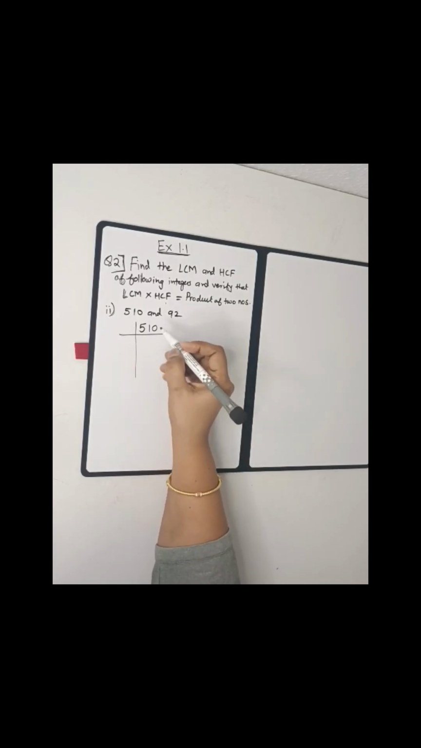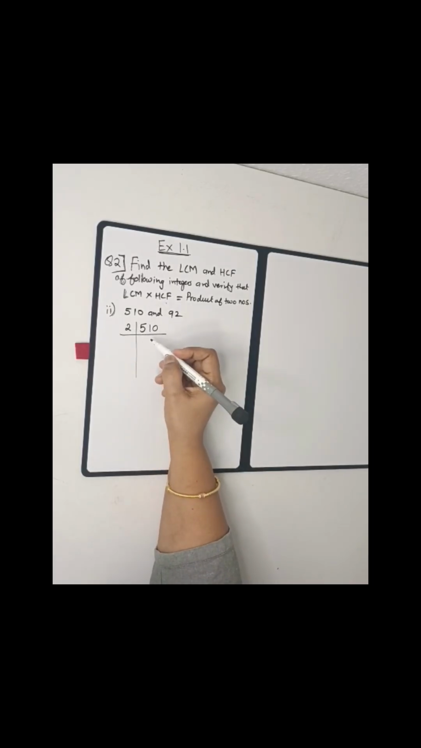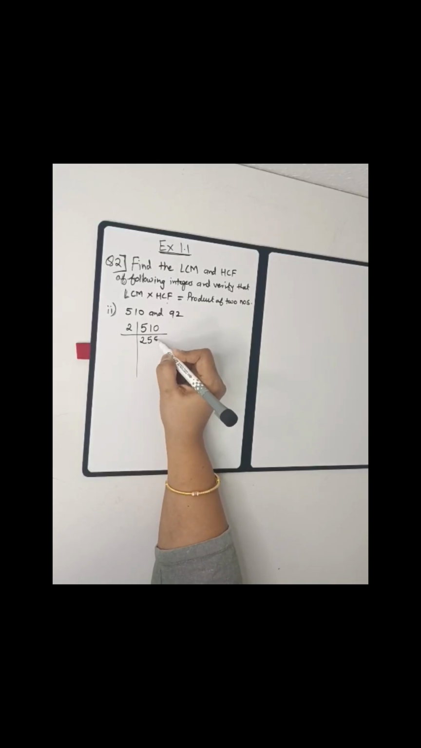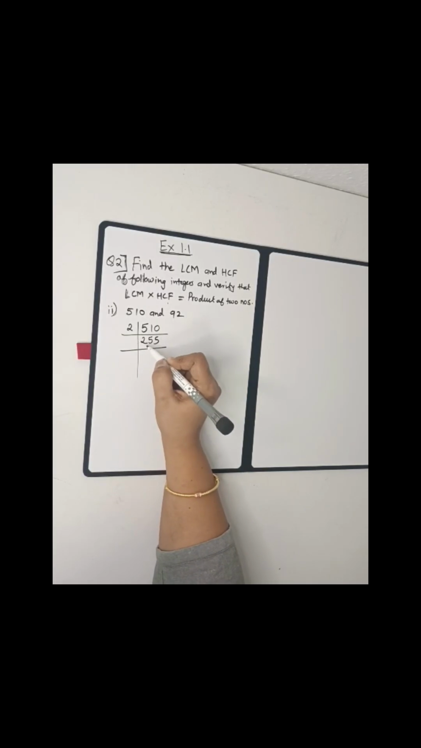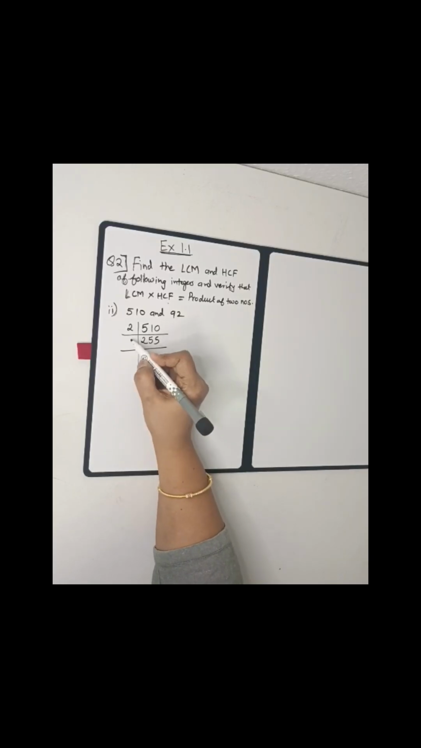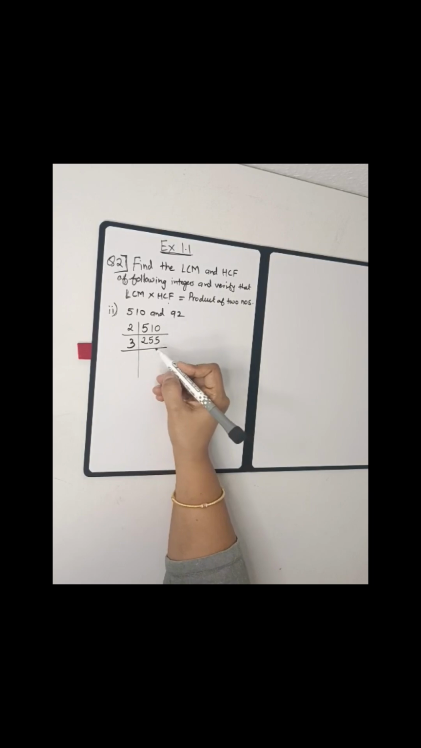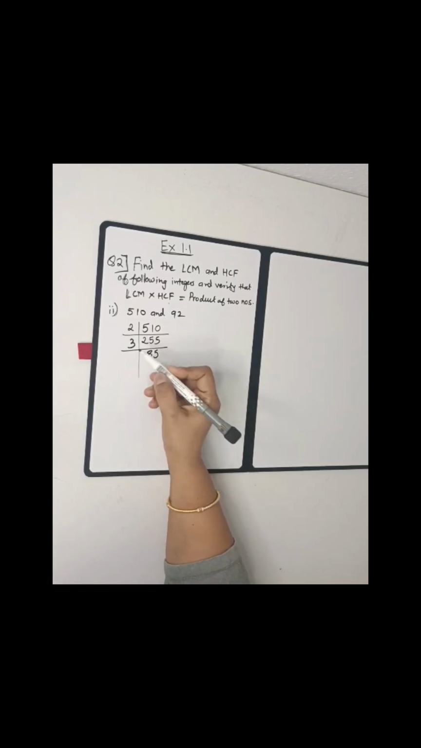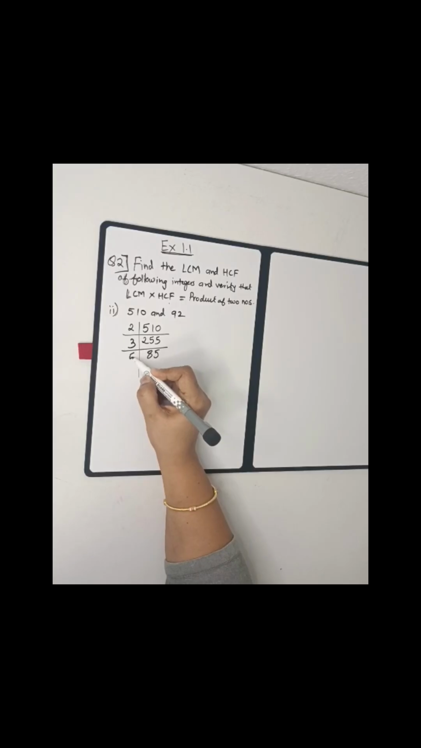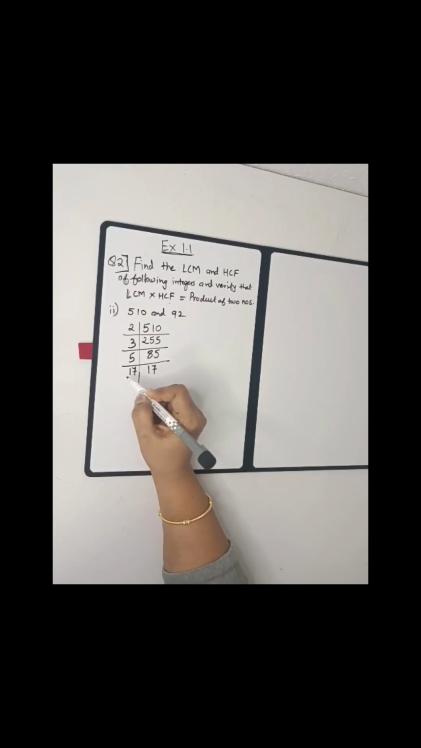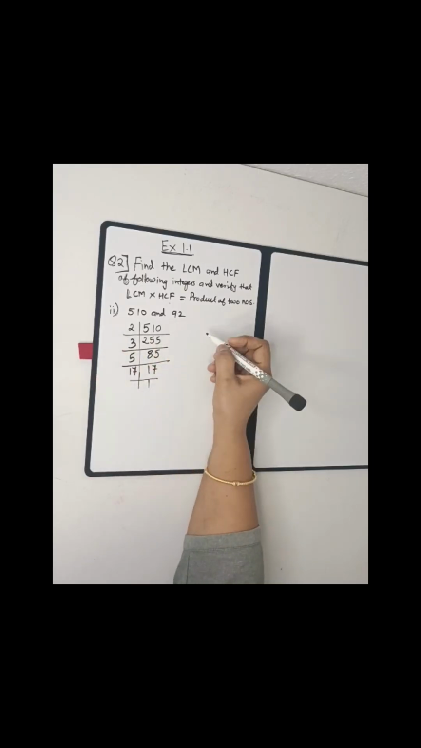So 510, you can see it's an even number, so it is first divisible by 2. 2 twos are 4, 1 remains, 2 fives are 10, and then we get 255. I can see 255 is an odd number, so I have to first see whether it is divisible by 3. Yes, it will be divisible by 3. 3 eights are 24, and then 1 remains, 15, so we get 85. Then 85 is not divisible by 3, so you will go by 5, and then we'll get 17. 17 fives are 85, so 17, and then 1. So this prime factorization of 510 is done.